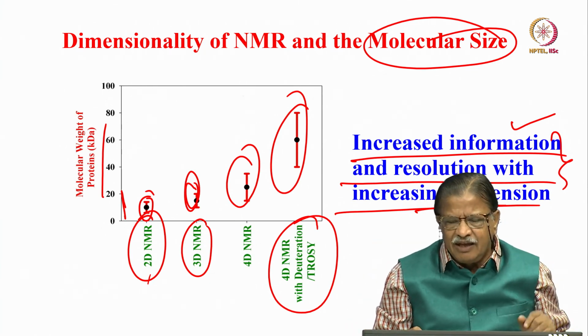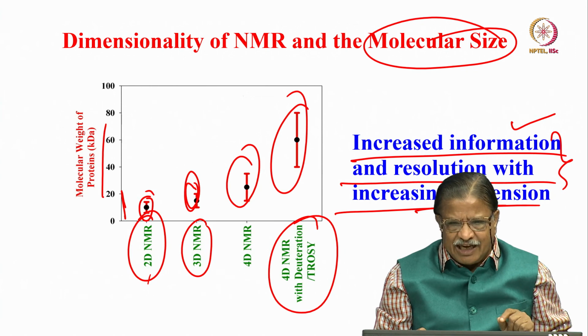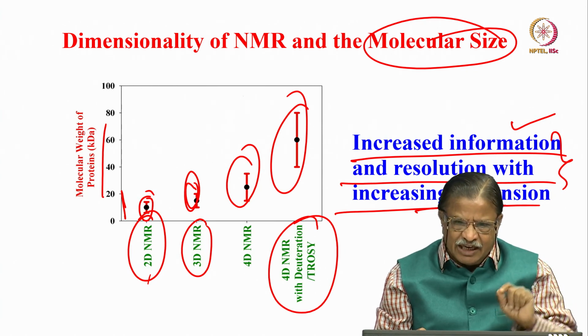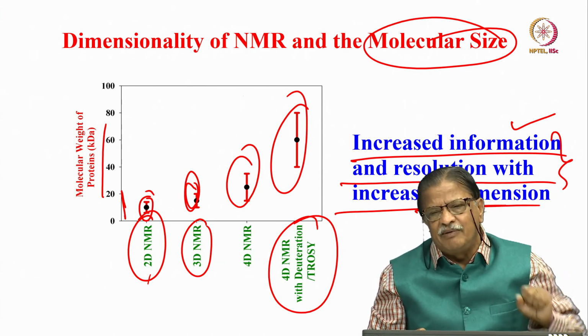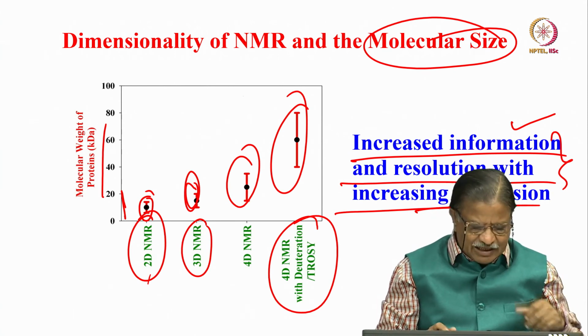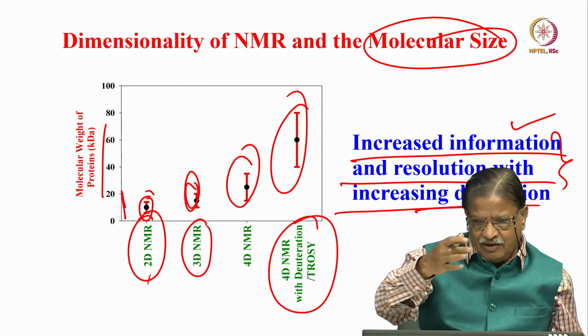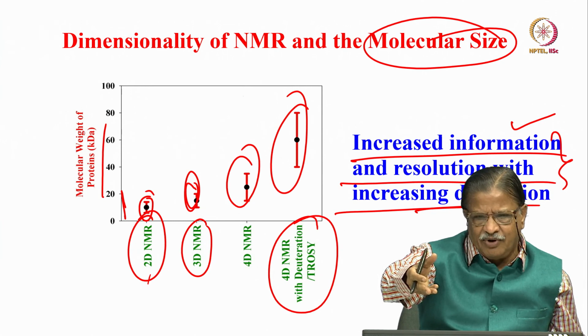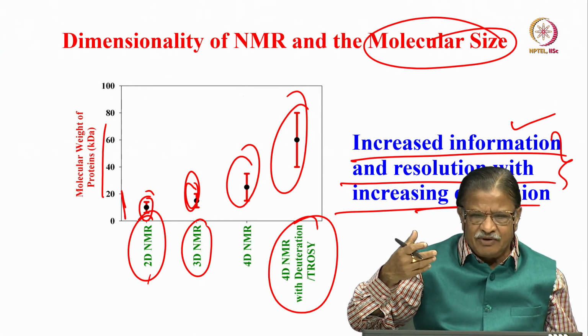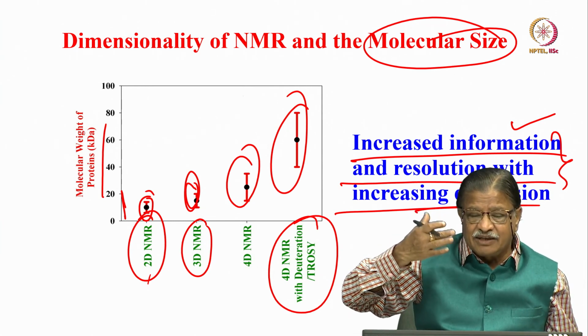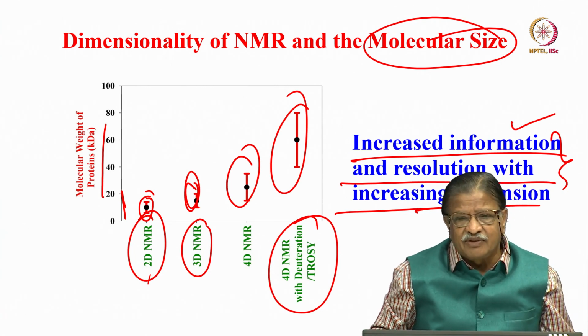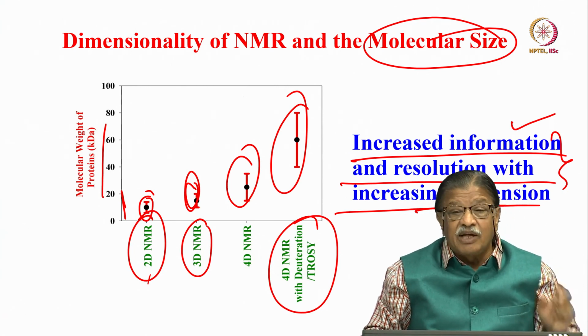And I said it also depends upon the time. As you go to higher and higher dimension, an enormous amount of time is going to be consumed. For example, I said 2 dimensional NMR, you will start with a few minutes, 3D NMR a few hours, 4D NMR a few days, and if you go to 5D NMR etc., you will go to several weeks of acquisition of the data. Instrument time will be consumed enormously.